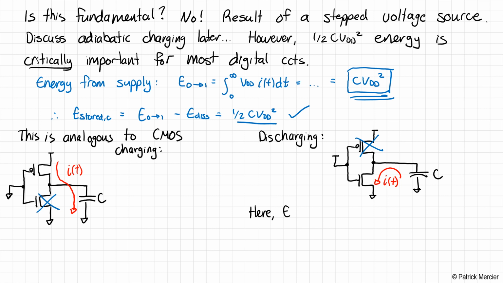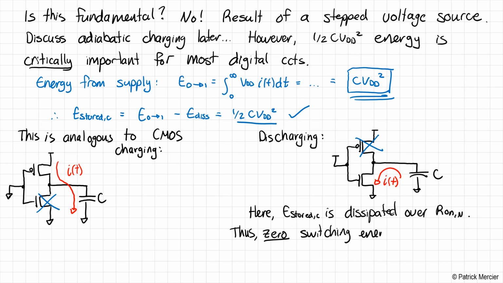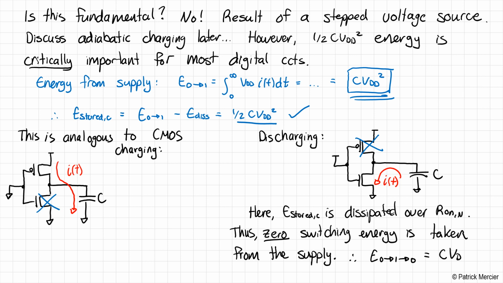Here we say that the energy stored in the capacitor C is dissipated over R on of the NMOS transistor. As a result, we say that 0 switching energy is taken from the supply. Therefore, the energy to go from 0 to 1 and then back to 0 is just equal to C VDD squared.